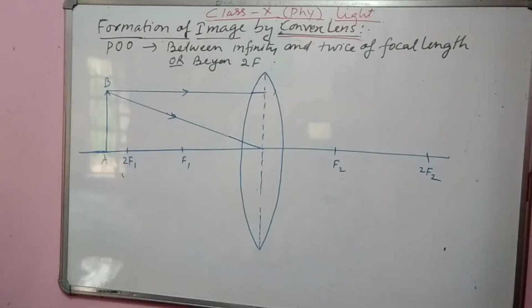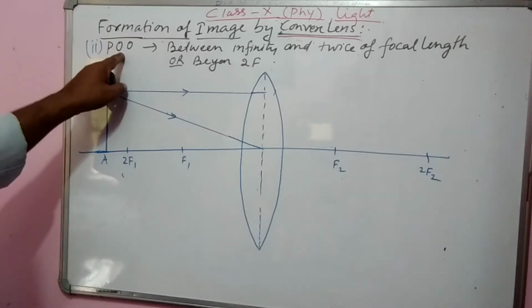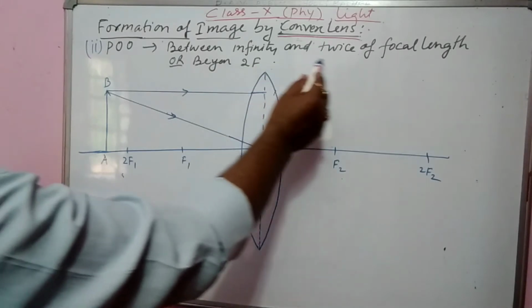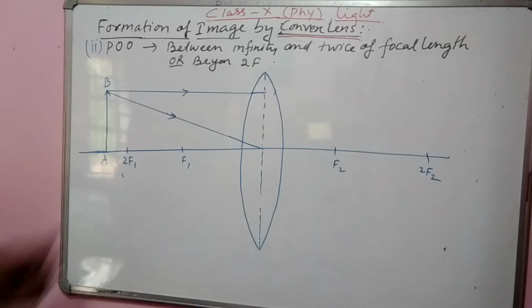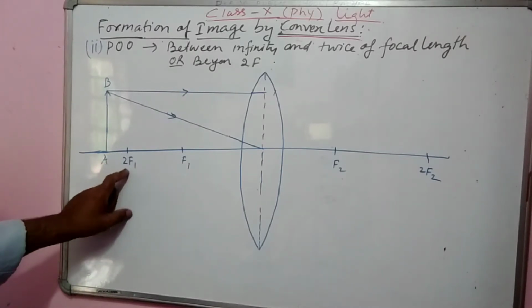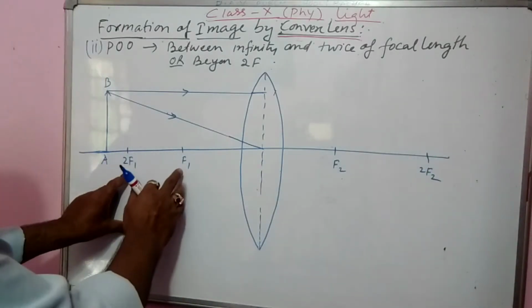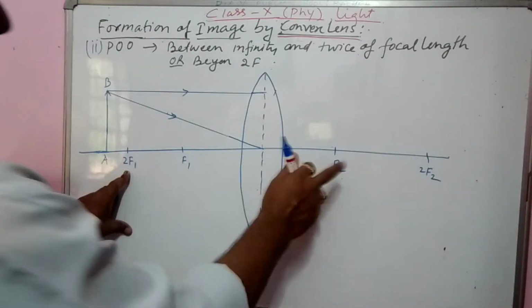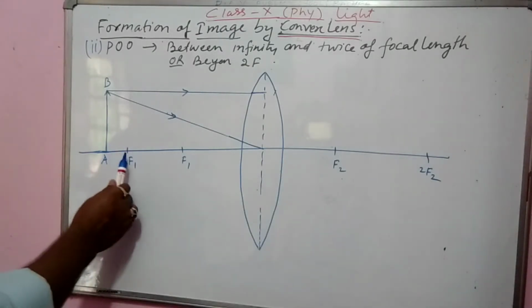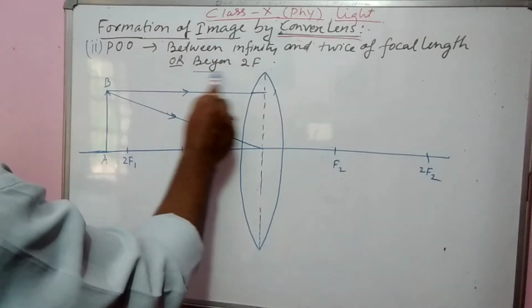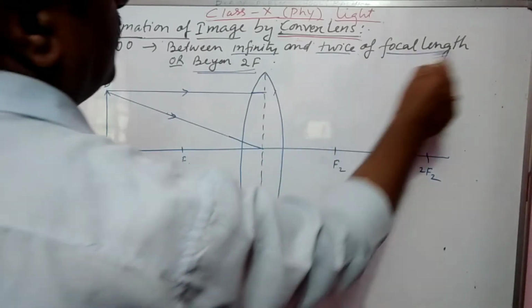Now come to the second situation. The second situation is the position of the object between infinity and twice the focal length. Here this side is infinity, this is twice the focal length, F1 to F1, F2 to F2. As I have told you, there are two principal foci, left side and right side. So it is taken beyond 2F, you can say beyond 2F also, or between infinity and twice the focal length.